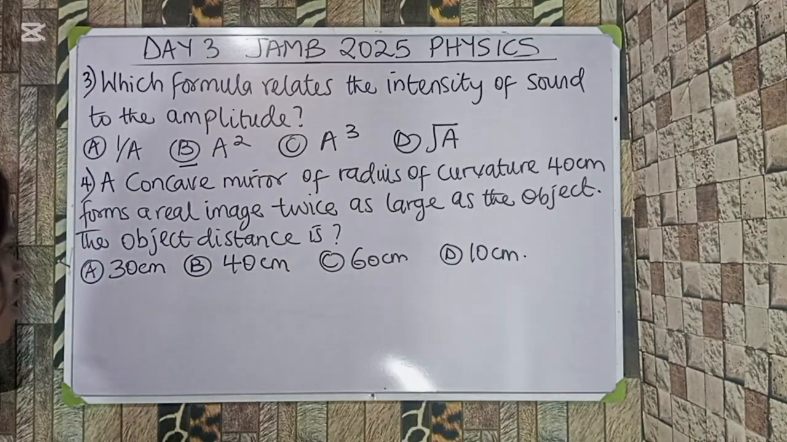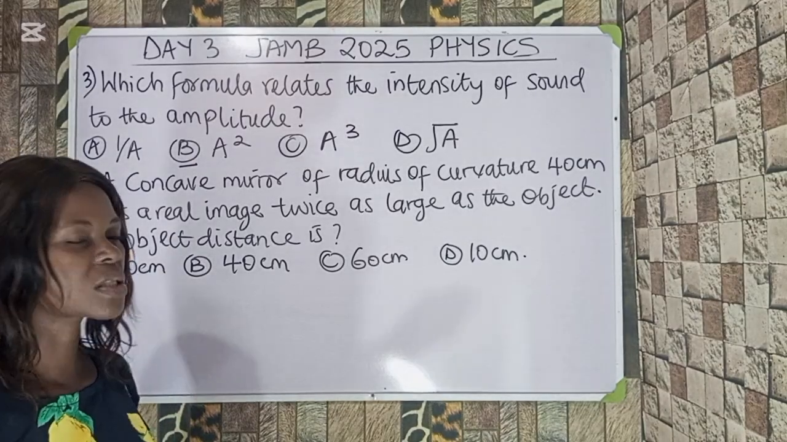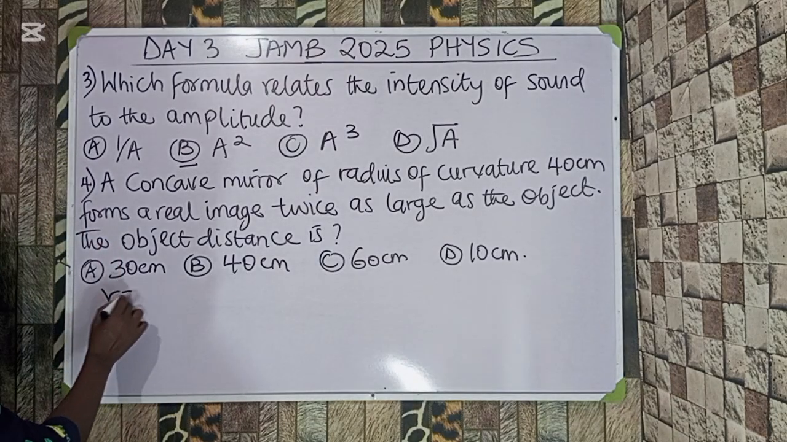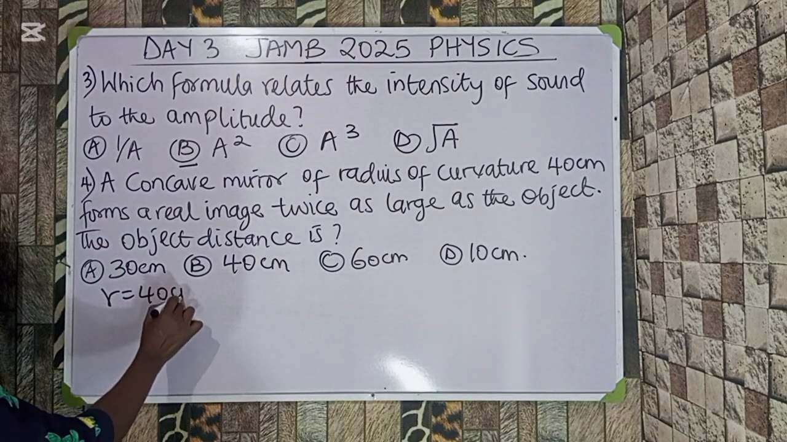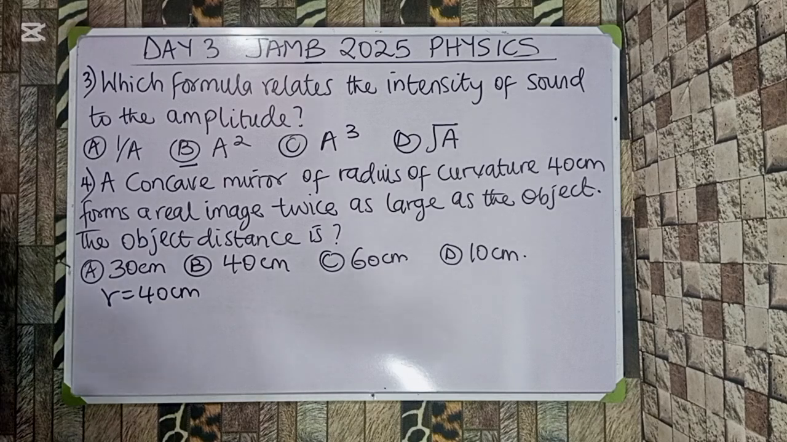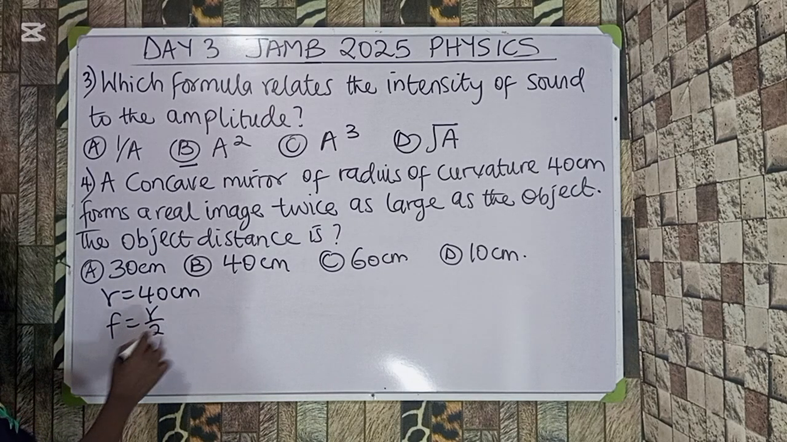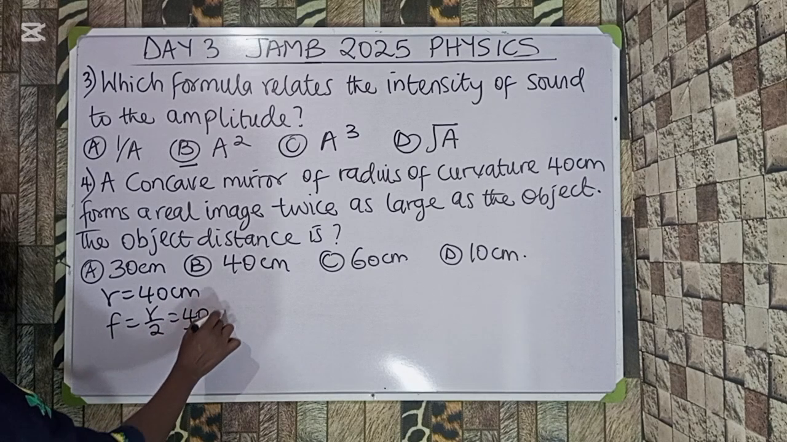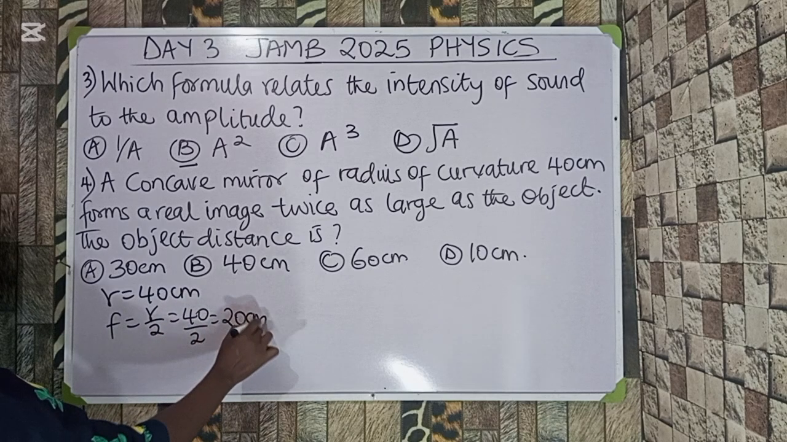Now, from the question, we are given the radius of curvature as 40 centimeters. Okay, so let's go. Our R is equal to 40 centimeters. For us to get the focal length, our focal length is equal to the radius of curvature over 2. That is 40/2 to give us 20 centimeters.